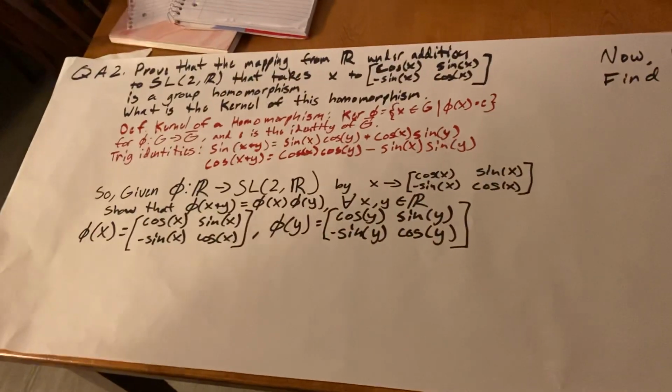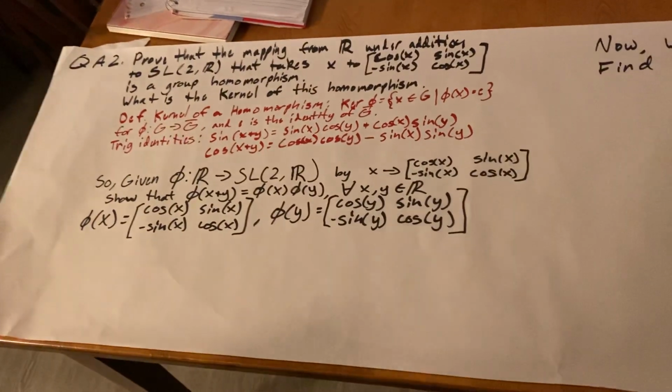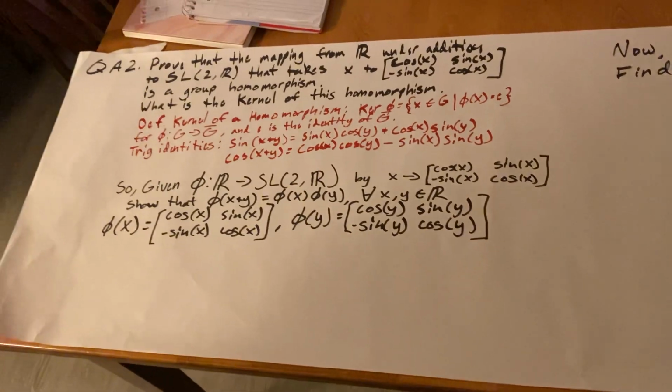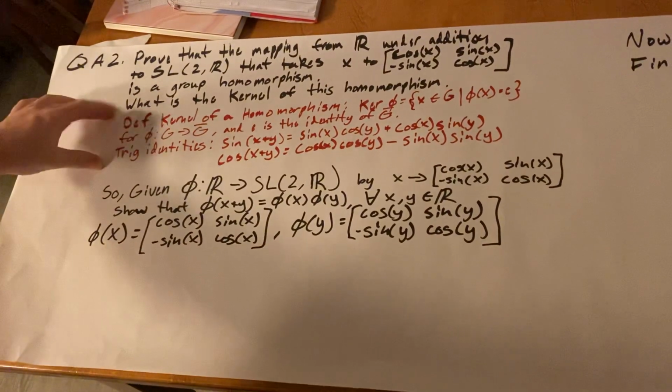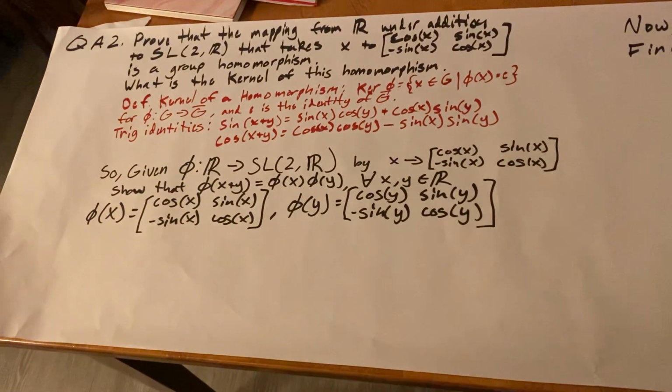This is question A2, which is to prove that this mapping from R to SL2R, which takes x to that matrix right there, is a group homomorphism, and to find the kernel of this homomorphism. So we have a few definitions and some trig identities here.